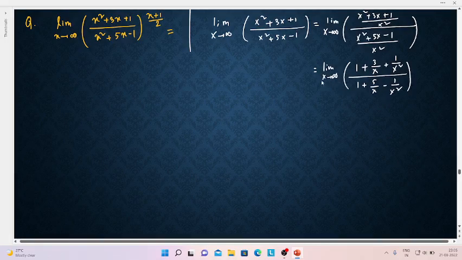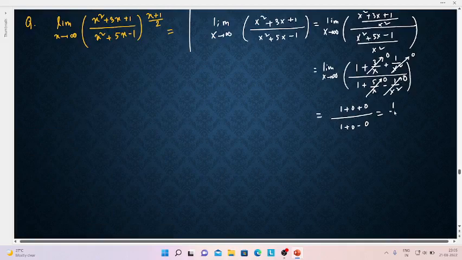So if we put x as infinity, then that particular part will be 0, that part will be 0, that part will be 0, and that also 0. So it will be nothing but 1 plus 0 over 1 plus 0 minus 0, which is nothing but 1 over 1, which is nothing but 1, right?